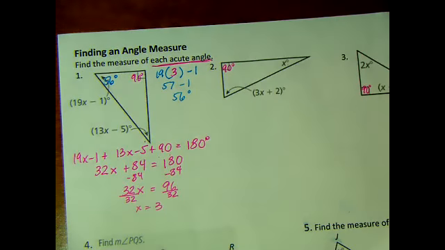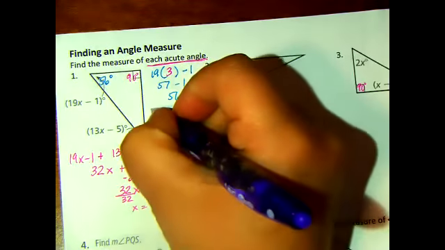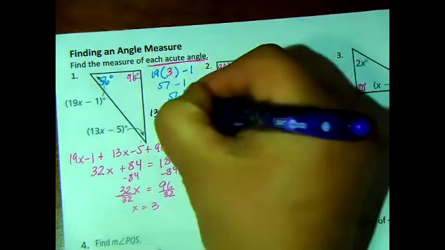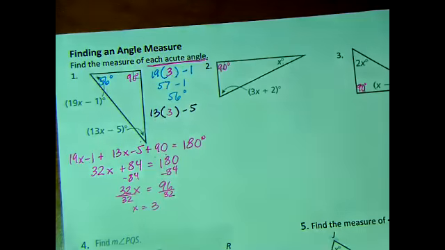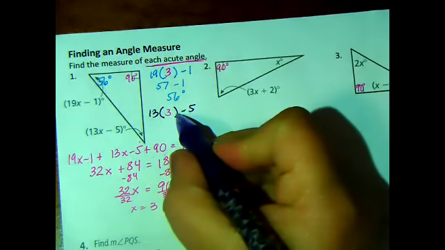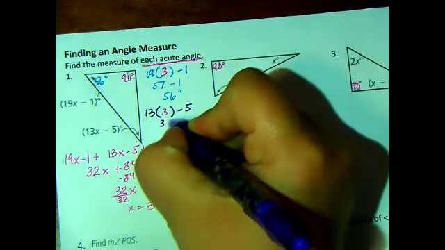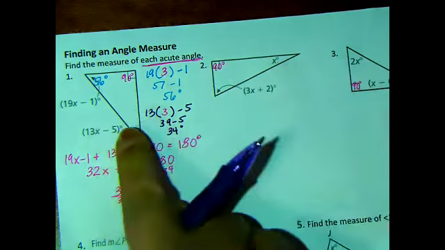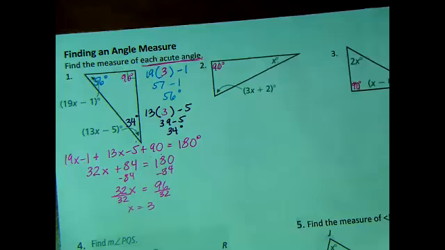Okay. Do the same thing here for this guy. I'm going to use a different color here. 13 times my x minus 5. Again, I found my x to be 3, plugging that in. 13 times 3 is going to be 39. 39 minus 5 is 34. So this angle right here is 34 degrees.